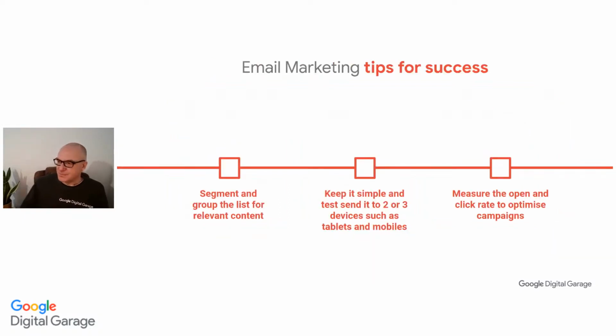Email marketing, segment and group your list for relevant content. So you might be writing for 25s to 35s, 35s to 45s, 45s to 55s. They are all going to want slightly different types of messages. So you segment your marketing list and produce content appropriate to those groups. You keep it simple, test it, and send it to 2 or 3 devices so that you are, again, keeping up with how it looks on tablets and mobiles, making sure it looks good, making sure that it's good visually. And then you measure the open and click rate to optimize your campaigns, exactly as I've just been describing. What's working, do more of. What isn't working, definitely do less of.